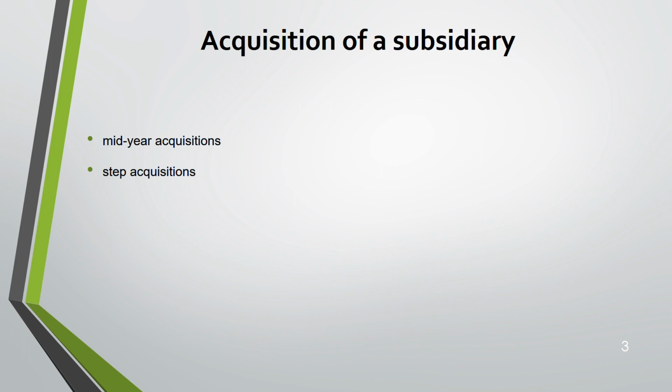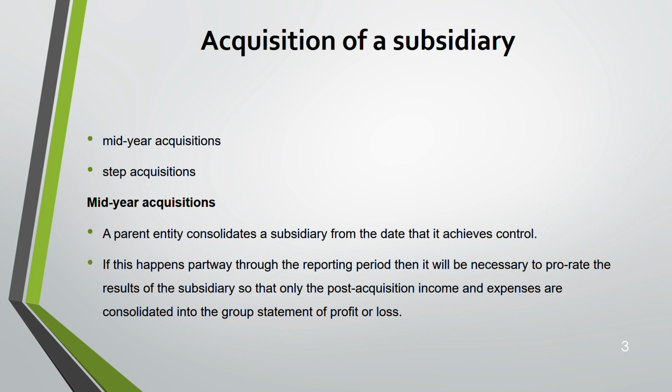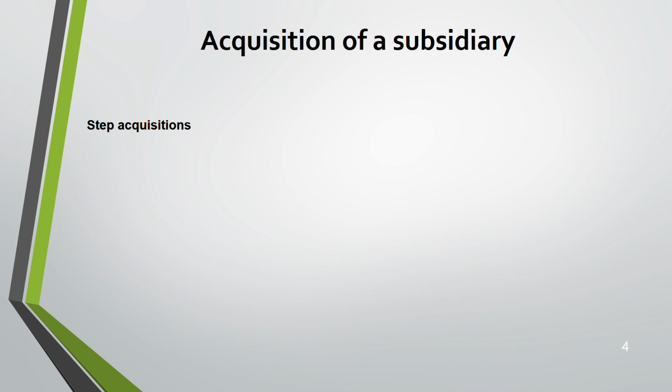Starting with mid-year acquisition. A parent entity consolidates a subsidiary from the date that it achieves control. Remember, only from the date you have achieved control can you consolidate. It could be for 4 months, 6 months, 5 months, any number of months. We are going to do a question shortly. If this happens part-way through the year, you have to prorate all your income and expenses in your group statement of profit and loss. Before we move on to step acquisition, we are going to do the questions for a mid-year acquisition. So let's do that.